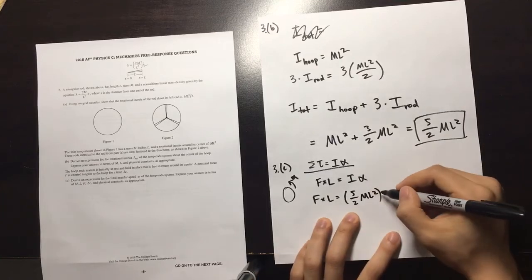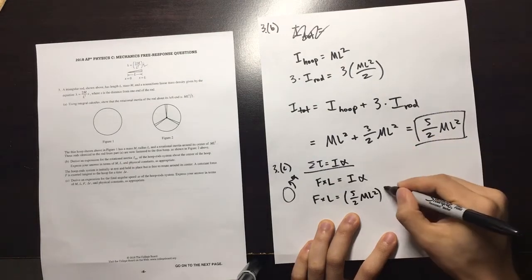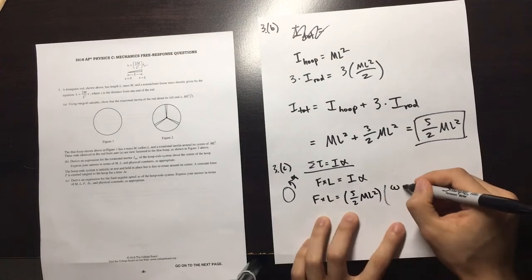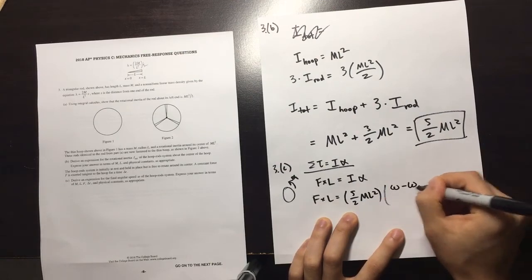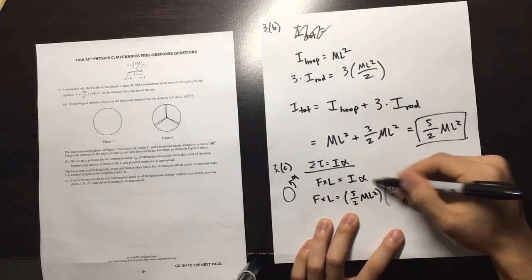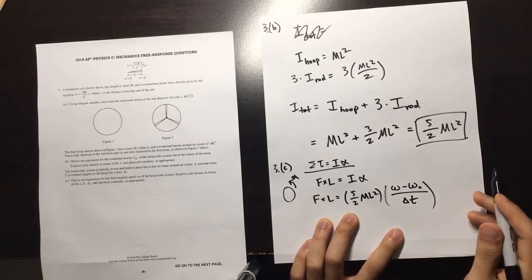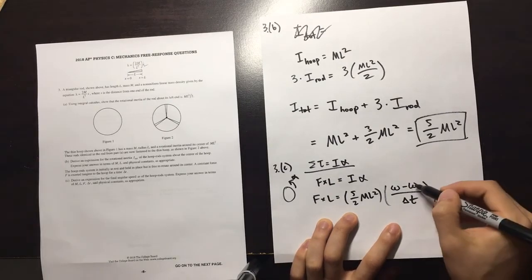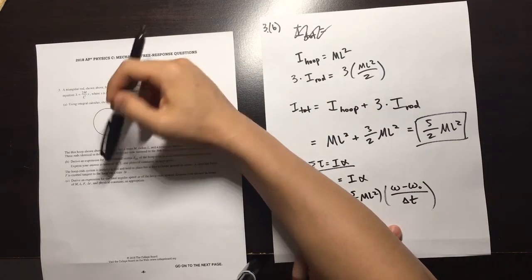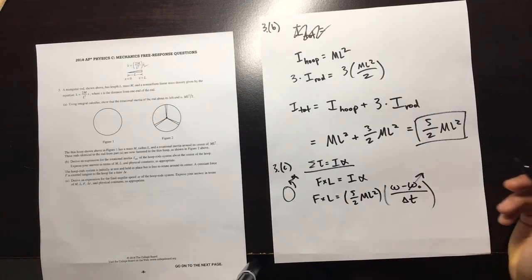And then alpha is just change in angular velocity over change in time. So instead of alpha, I'll write omega final, or just omega, minus omega naught, all over delta t. This alpha and this term are the same. The initial omega is 0 because the problem says the hoop rod system is initially at rest. So now I can just solve for omega.